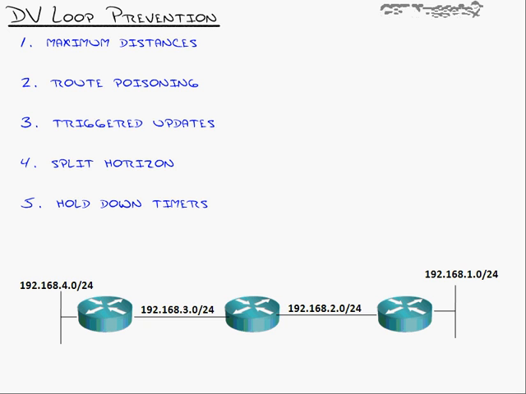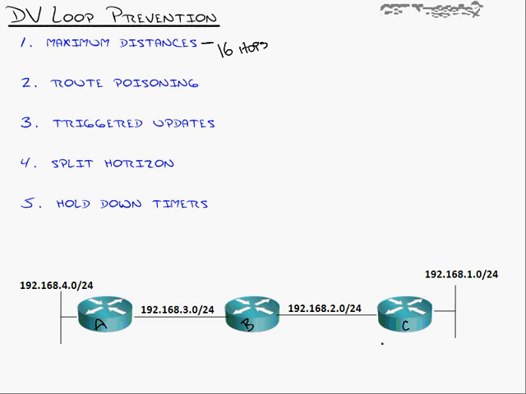So, the first loop prevention mechanism that we have is a maximum distance. With RIP, the maximum distance that's defined is 16 hops. So, once a RIP network is 16 hops away, it is then considered dead. So, if we had a loop that did happen in router C, B, and A, we're passing that 192.168.1 network all around the network. That would keep going until they reach 16 hops, and then whichever router got it at the 16 hop level would say, oh, that route is now dead. It's too far away.